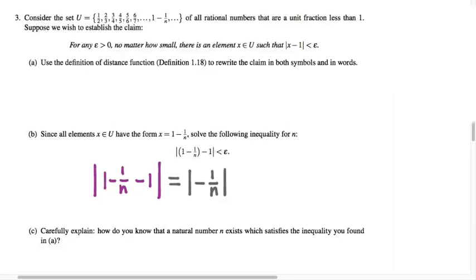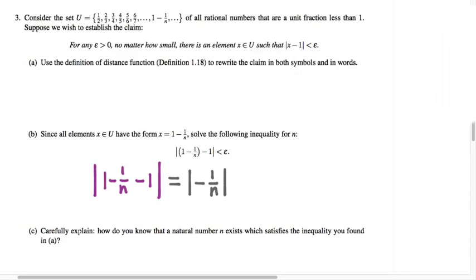So for this third problem, where we're trying to justify that no matter how close we want to get to the number 1, we can find an element of this set which is that close or closer to the number 1. So you might say that there exist elements of this set which are arbitrarily close to the number 1 on the number line. That's thinking about this claim using a distance function framing.